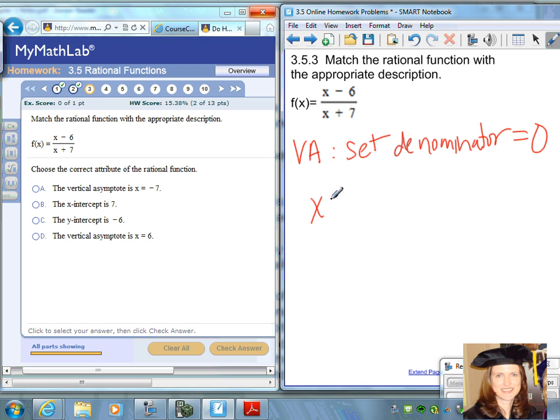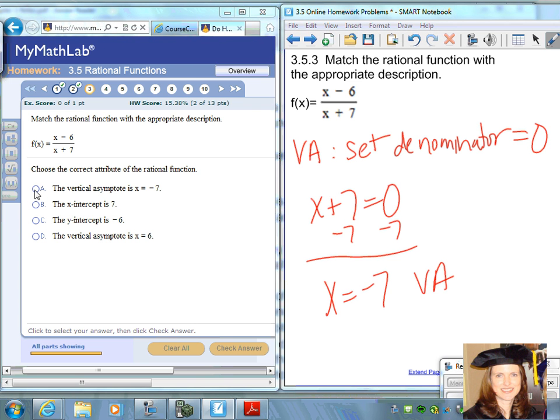So if you set x + 7 equal to 0 and you solve for x by subtracting 7 on both sides, you get x = -7. This is your vertical asymptote. So we know choice A is correct.